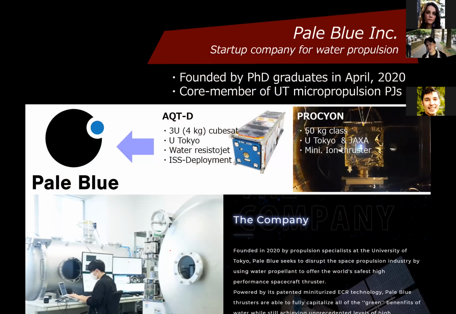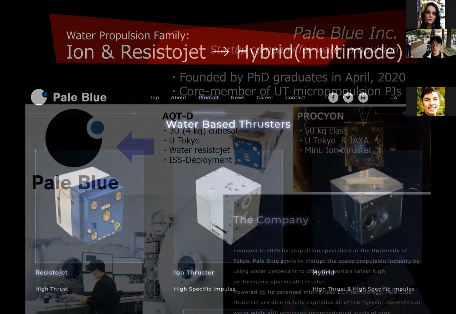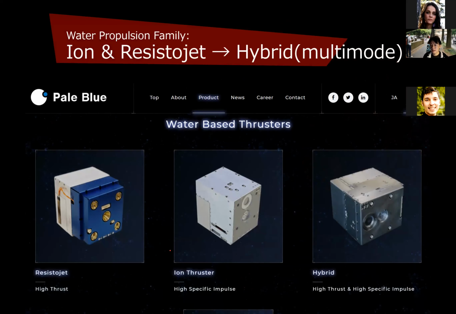Okay, and additionally, some graduate students from my lab, who were main core members of this project, founded a new company last year called Pale Blue. So we have several experiences of small satellite projects, and based on this heritage and knowledge, we founded a new company. And currently, they are providing water-based thrusters.